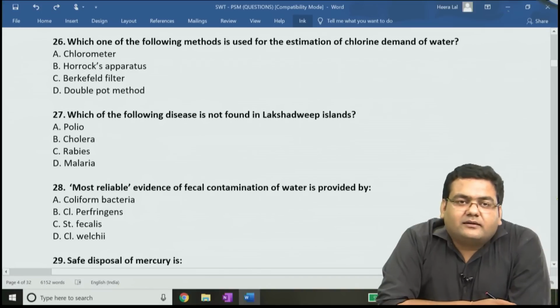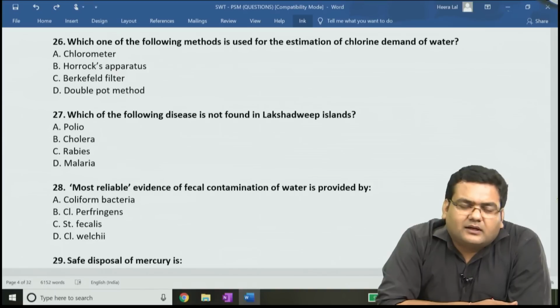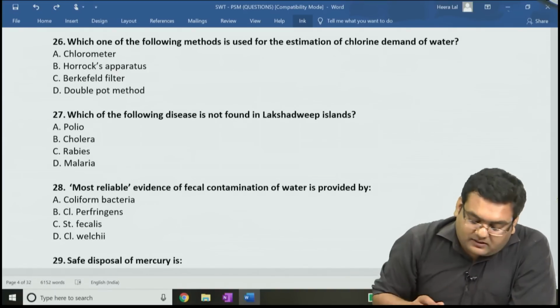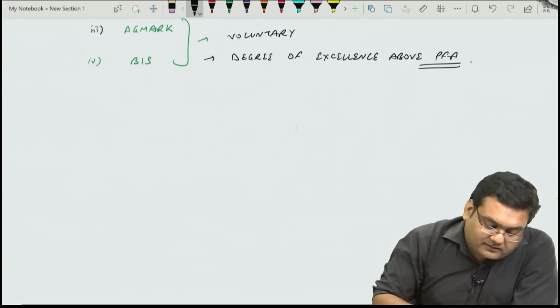Question number 26. Which of the following methods is used for the estimation of chlorine demand of water? Correct answer is option B, that is your Horrock's apparatus.